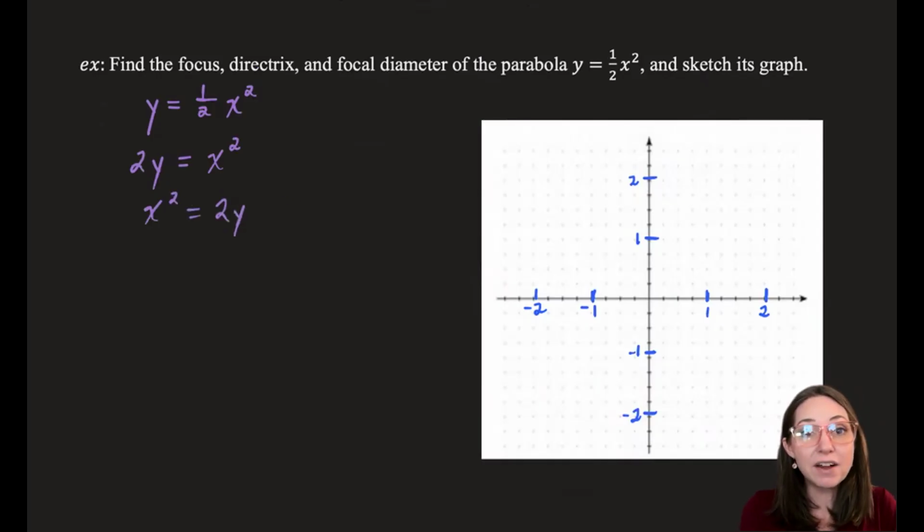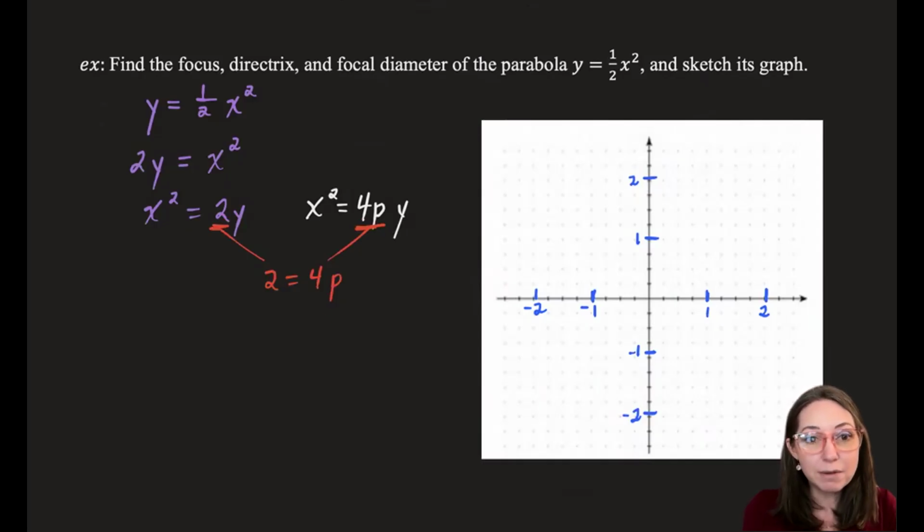But we can compare that to the standard equation, which says that x squared is equal to 4 times p times y. Setting those coefficients of y equal, we get that 2 has to equal 4p. That gives us a little equation that we can solve for p. If we divide both sides by 4, we get p is equal to 2/4, which simplifies to 1/2. From there we can then state the focus and the directrix.